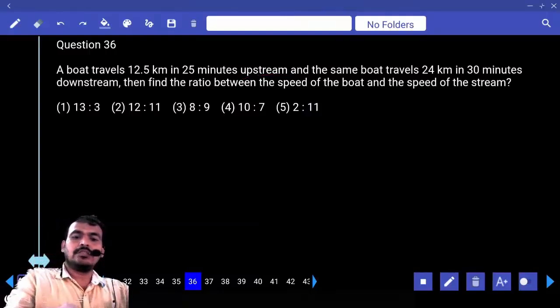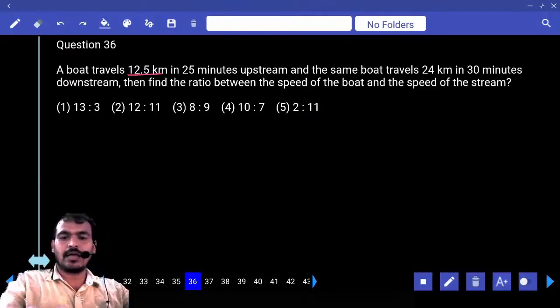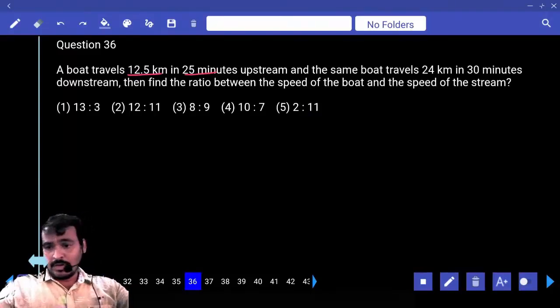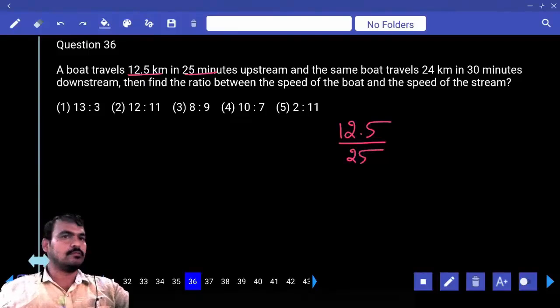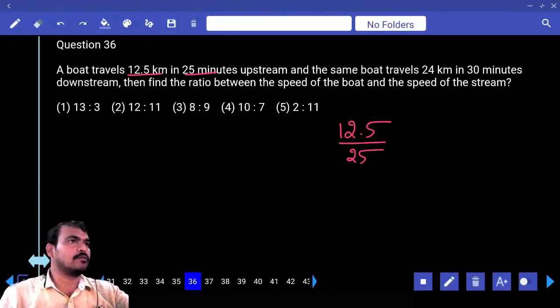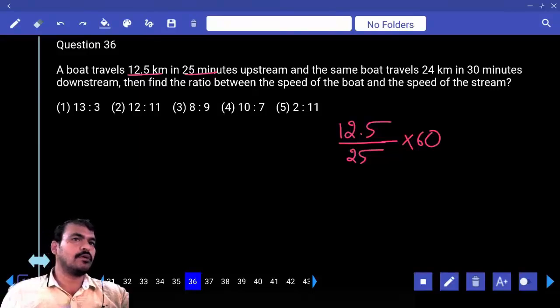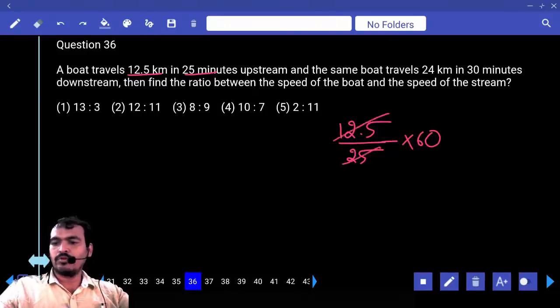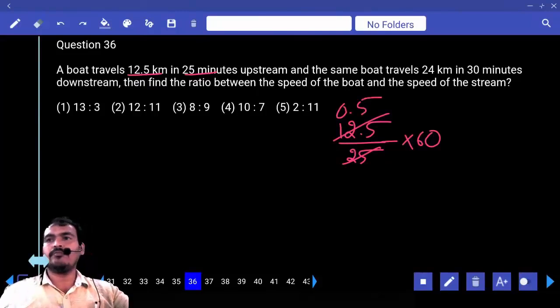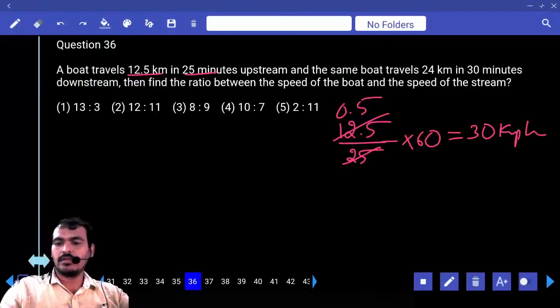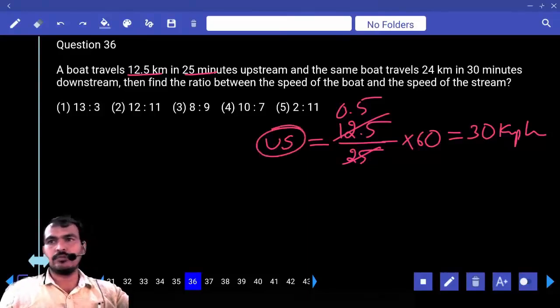What is the distance upstream? 12.5. The time given is 25 minutes, which is written as 25 by 60, converting minutes to hours. That is almost 0.5 hours, so 0.5 into 60 gives 30 kilometers per hour. This is the upstream speed.